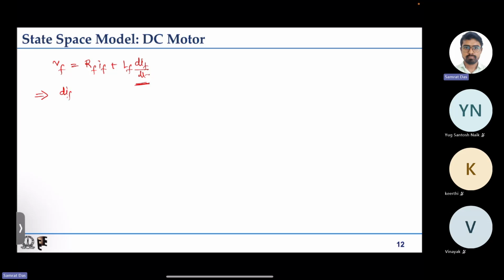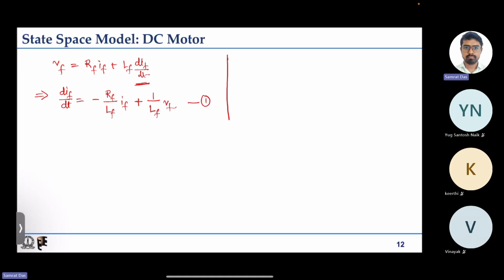So dIf/dt will have, and this will become negative, so this will be Rf by Lf into If, then plus 1 by Lf into Vf. Is it correct? Yes. So this is the first differential equation that we have.